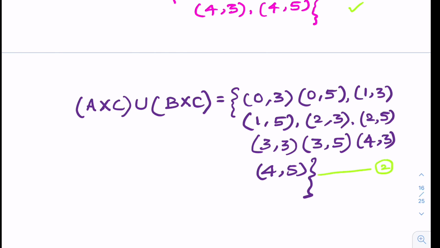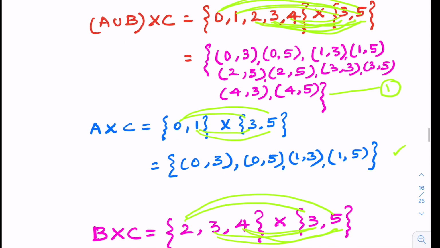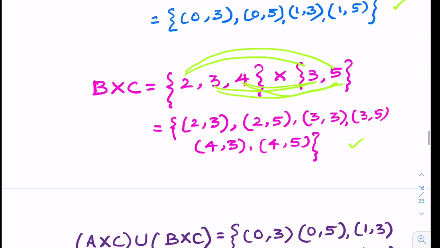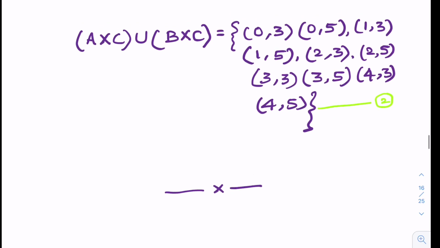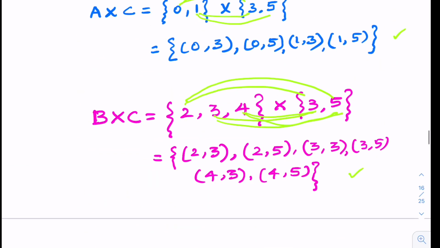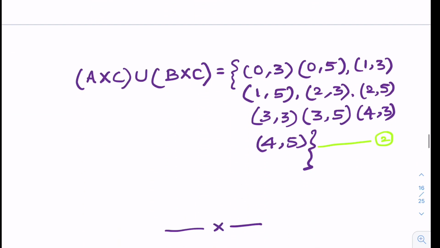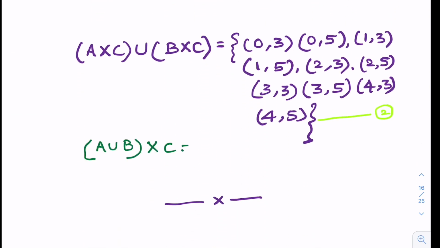Now let us go and look at our equation 1. We see that the right hand side of equation 1 is same as the right hand side of equation 2. Hence we have verified A union B cross C is equal to A cross C union B cross C.